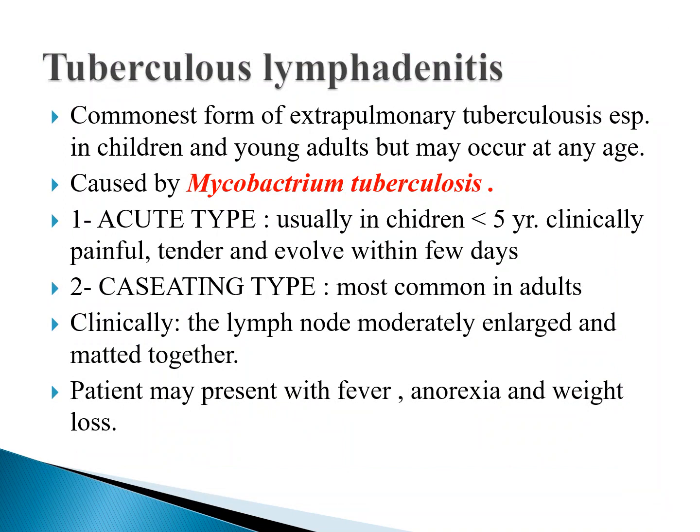Now tuberculous lymphadenitis, the commonest form of extrapulmonary tuberculosis, especially in children and young adults but may occur at any age, caused by Mycobacterium tuberculosis. Number 1, the acute type, usually in children under 5 years, clinically painful, tender, and evolving within a few days. Number 2.